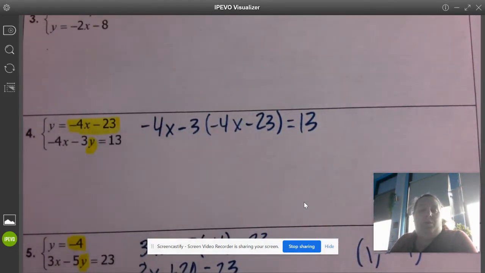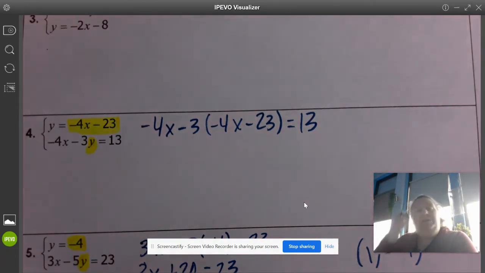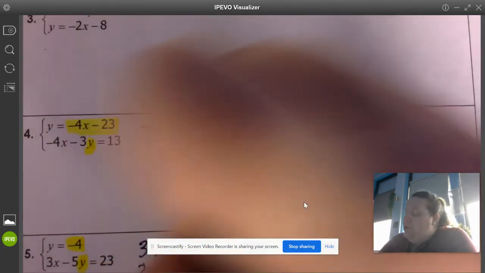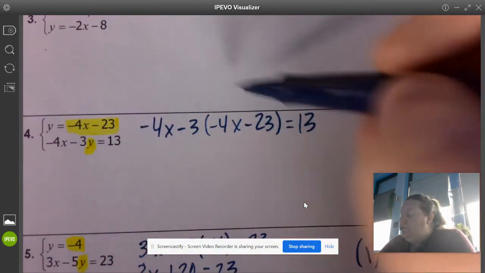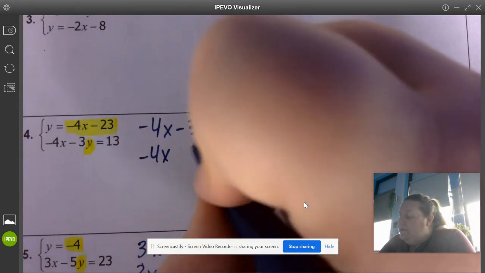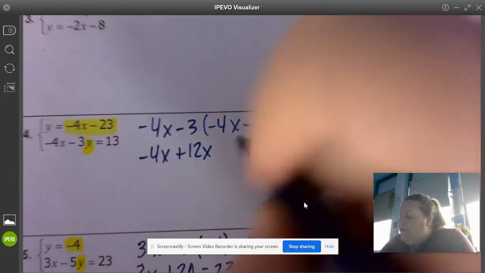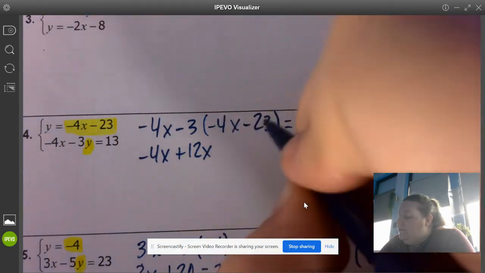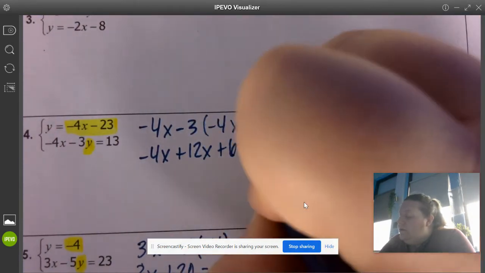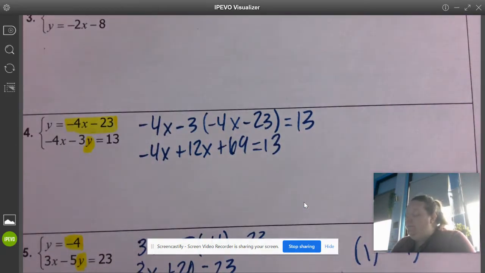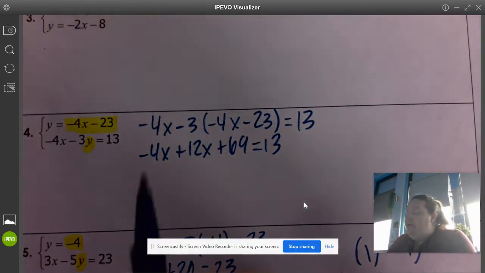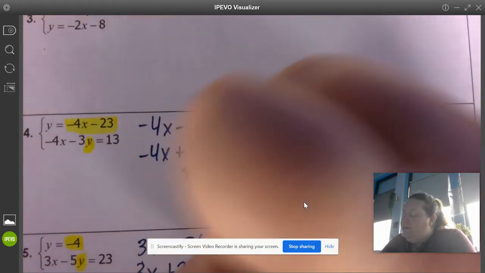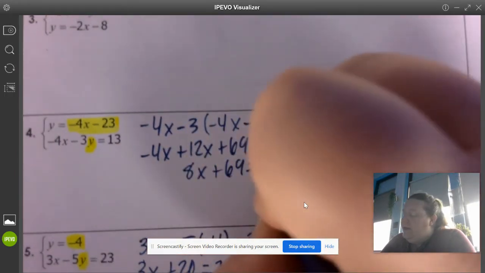I can solve this equation, meaning I can figure out what at least one of my variables is. Then we'll talk about how we find our next one. Order of operations tells me distributive property first. So I'm just going to bring this down, so plus 12x, and then negative 3 times negative 23 is 69 equals 13. Now, properties tell me that I can combine like terms. So negative 4x and 12x is 8x plus 69 equals 13.